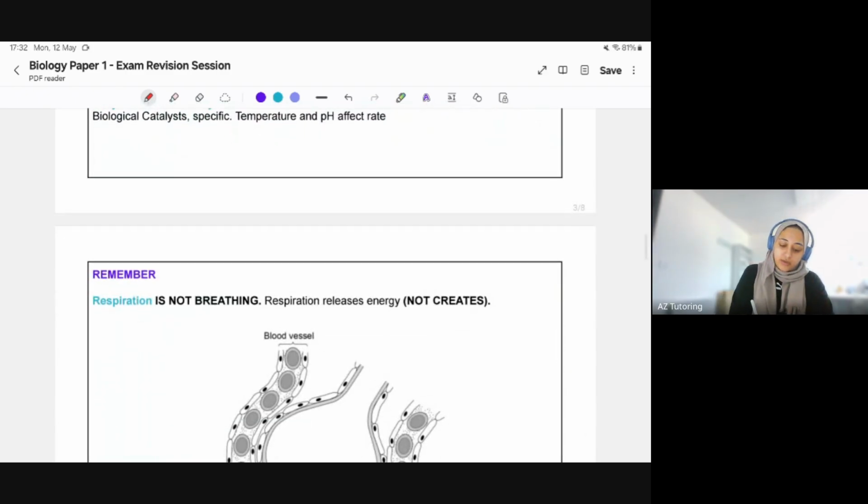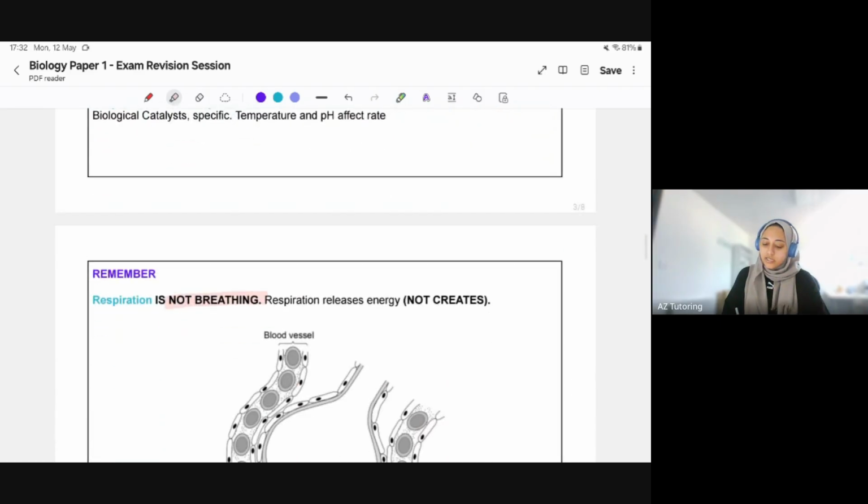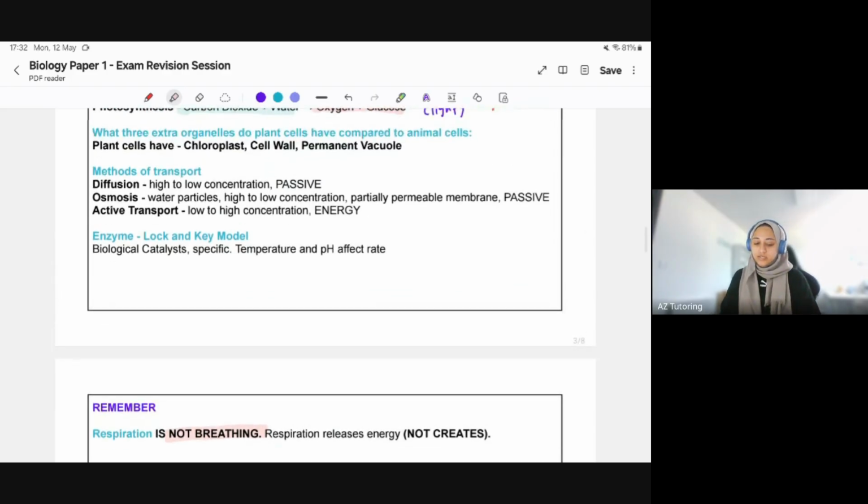And another thing about respiration as well, it's not breathing. So if you're asked the question, what is respiration? You just say it's the process. So with this equation here, you can put that equation down, and it's the process which releases energy. Make sure you say releases. That's really important.